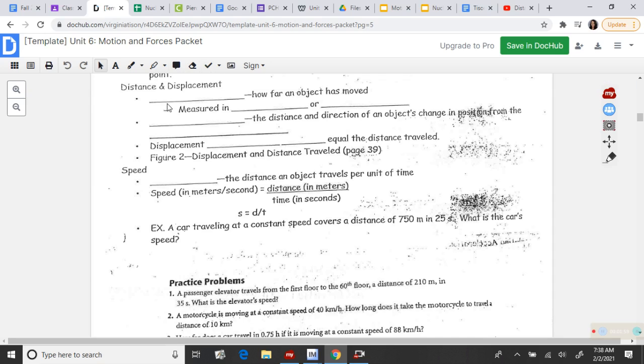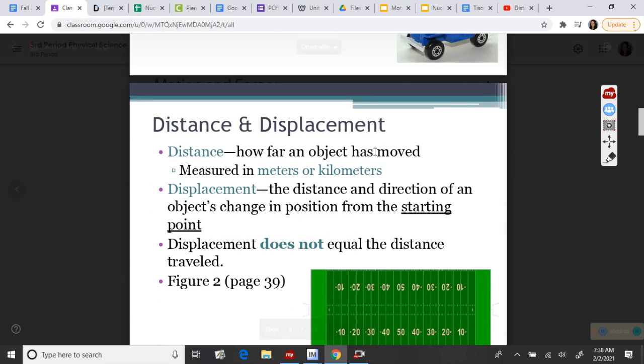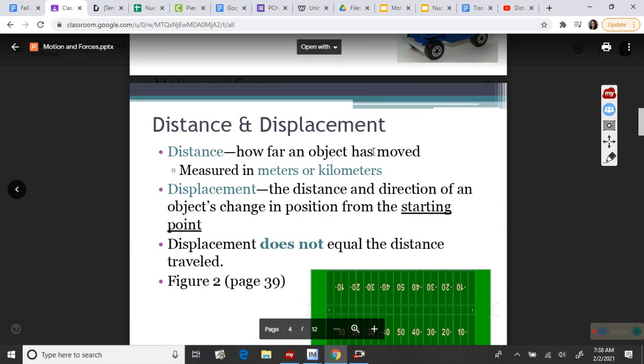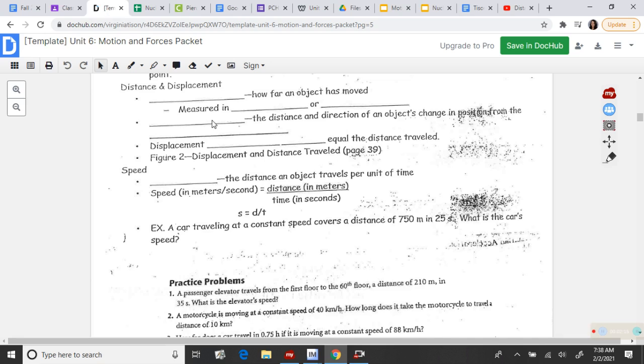So we have distance versus displacement. If you go to your notes right here, distance is how far you've gone. If you run 5 miles, you've ran 5 miles. If you run 5 more miles, then you've run 10 miles. It's measured in meters or kilometers. So distance is how far we've moved, and it's measured in meters or kilometers. Be sure you fill that in.